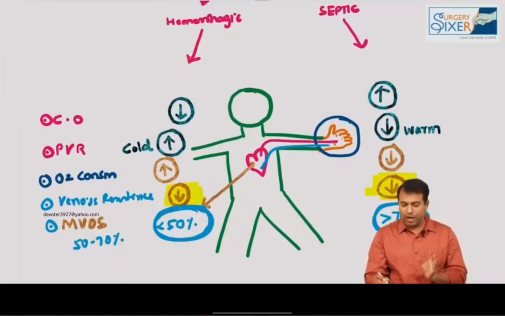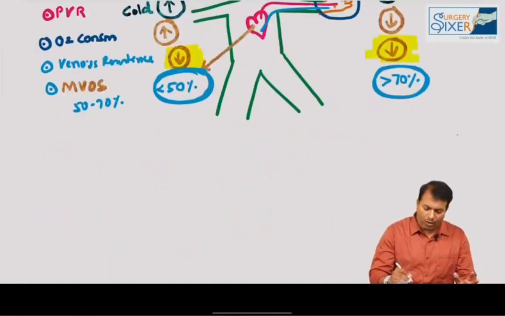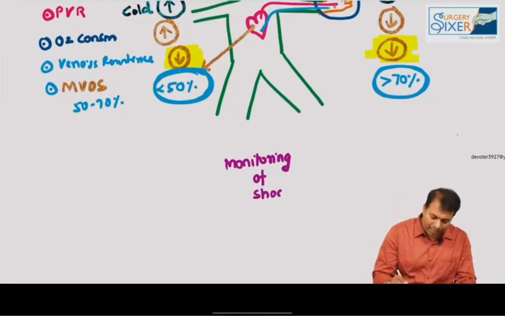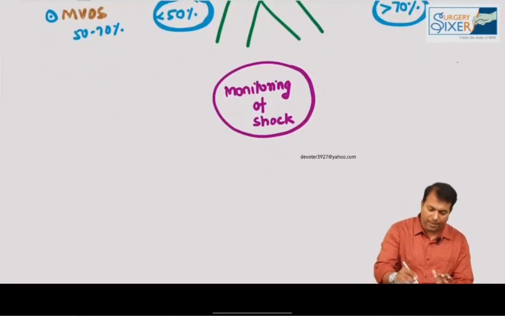So now, shock patients in your ward, you are resuscitating them by various means. Now, how do you find out the response to your resuscitation? So, monitoring of shock. Again, this topic which I am discussing now, shock, is high yield for AIIMS. Please remember, monitoring of shock, I am going to discuss now. Please don't forget these points.